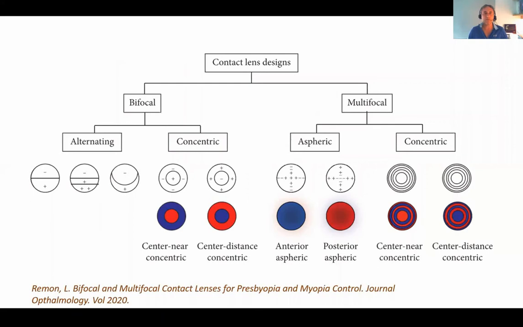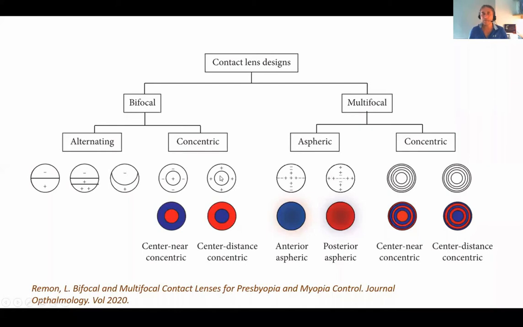So in GP lenses, we have the lenses that are alternating designs, concentric designs that we are using for myopia control, and there is center near or center distance. Center distance is the lenses we are using at the moment for myopia control, okay? This is the design that, for example, is the Biofinity or the CooperVision lens, used for many, many studies in myopia control. So we have a central distance and an annular zone for near.